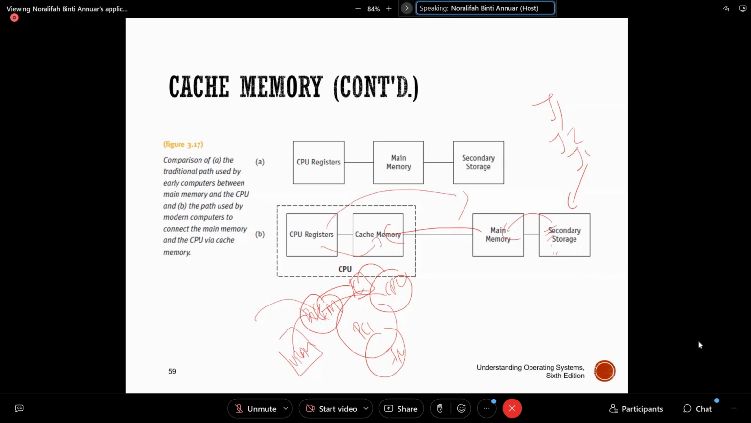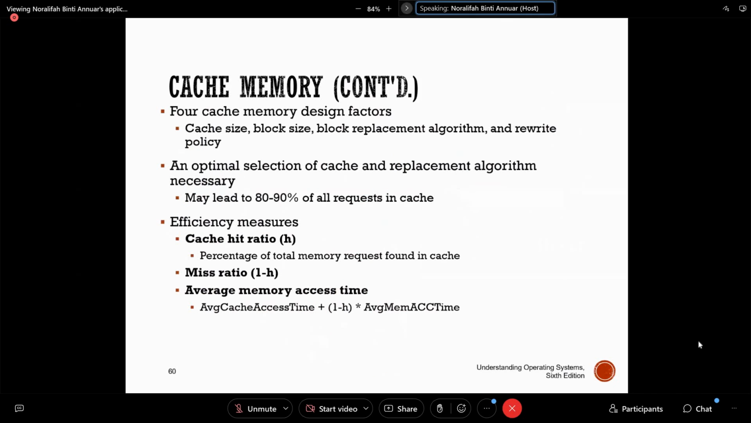Boleh dia pusing kat situ je. Sebab tu dia kata you have to understand the concept. Kalau understand the concept, it's easier for us to understand more. Of course, yang kita belajar dalam OS and CA is quite basic, okay? Fundamentals of computer system. Yang ni penting gambar ni. Ni baca sendiri. Ni pun sama.